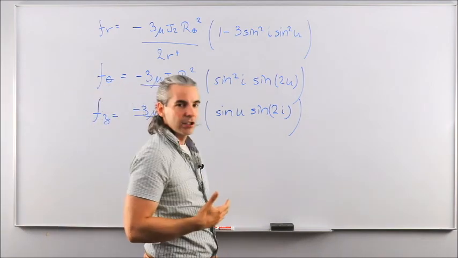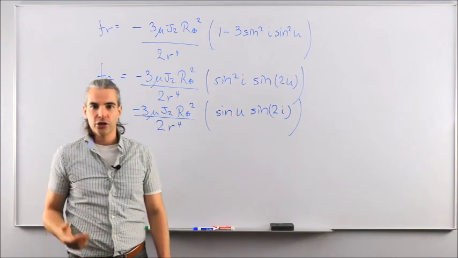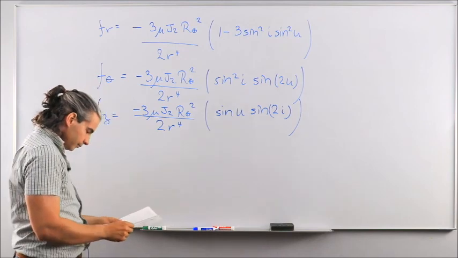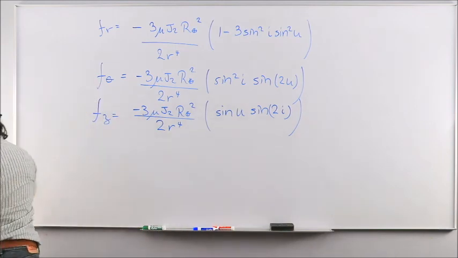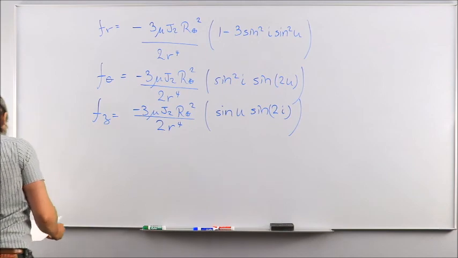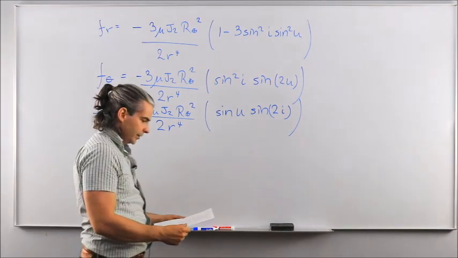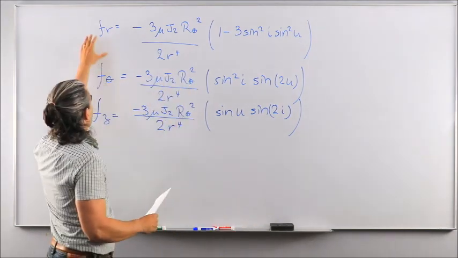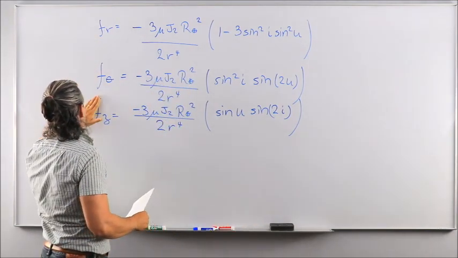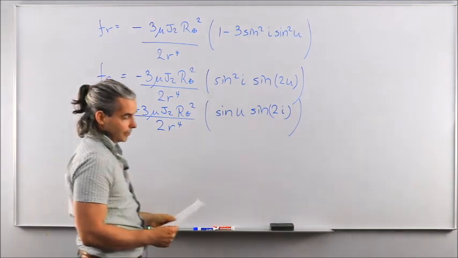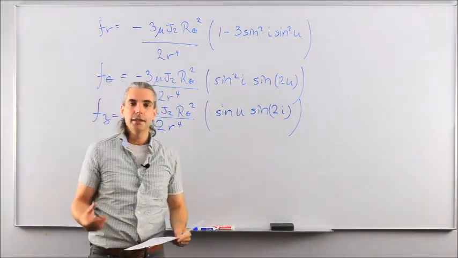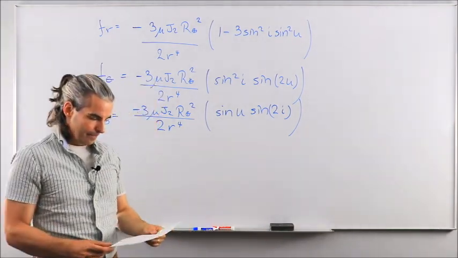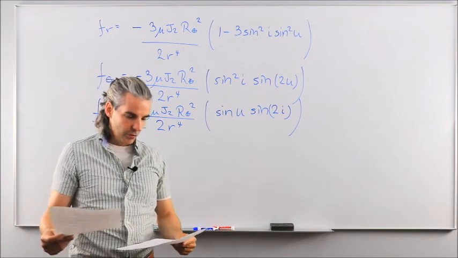So what would be the next logical step towards the evaluation of the effects of J2 on our orbital elements? Well, all we need to do is to look at the Gauss variational equations and simply plug those expressions inside the Gauss variational equations to figure out the A dt, the E dt, the I dt, the rhan dt, the omega dt. But that would be a tedious process.